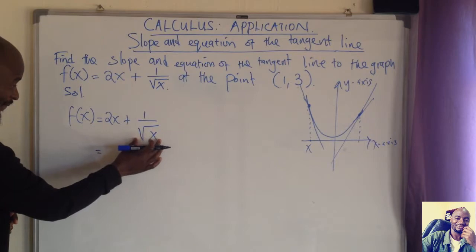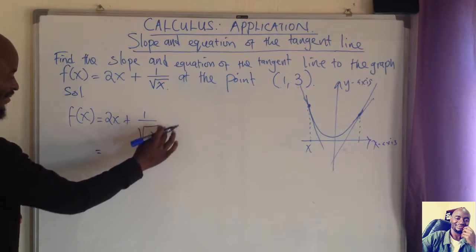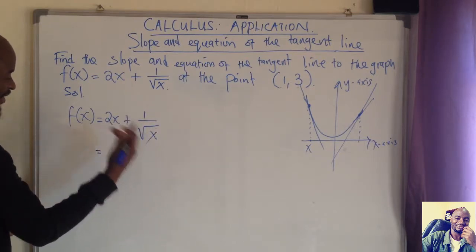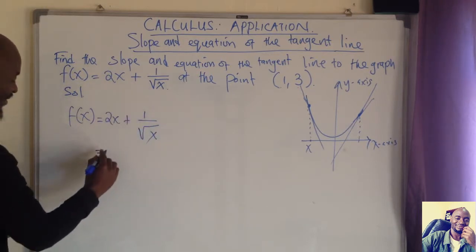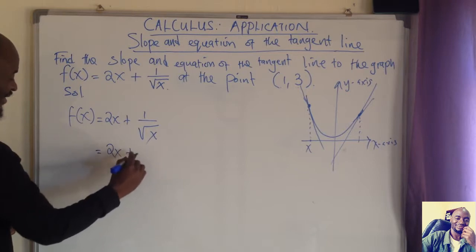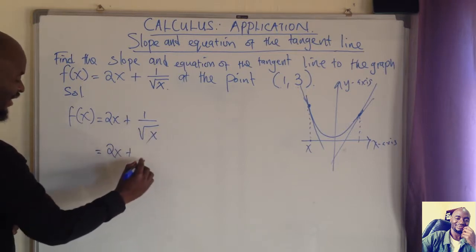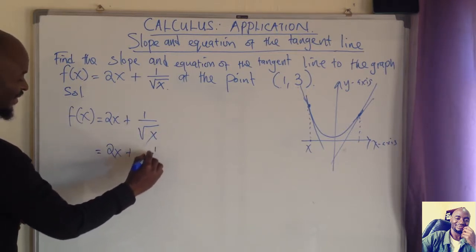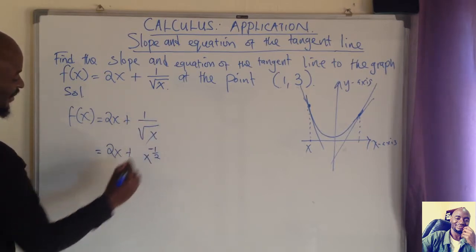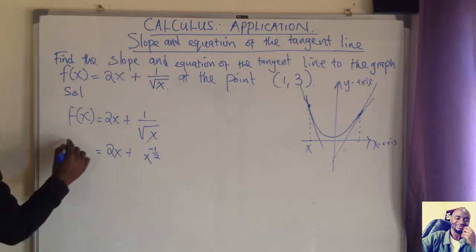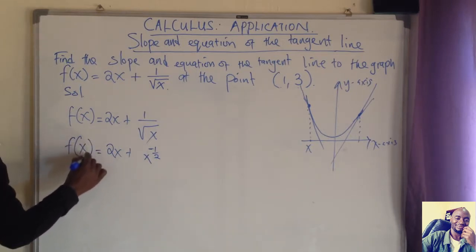Now, we know that square root means the power 1 over 2. Again, using the negative index, I can take this one up there. So this will be x plus x to the power 1 over 2, but because it was down here and I've taken it up, it will be to the power negative that. Then I can find the derivative.